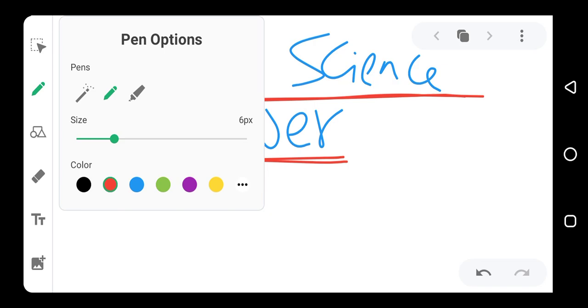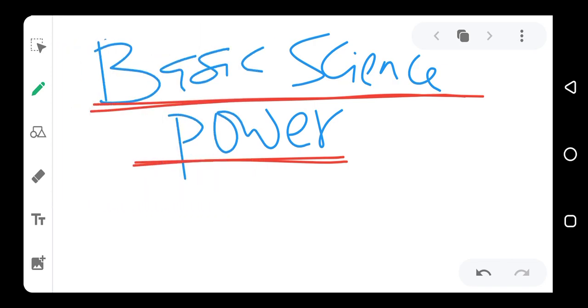Today we have basic science and we are going to discuss power. In the previous class, we talked about work. We explained the concept of work, the unit of work, and how to calculate work done by a body. Today we are going to discuss power. Power means how quickly a work is done.